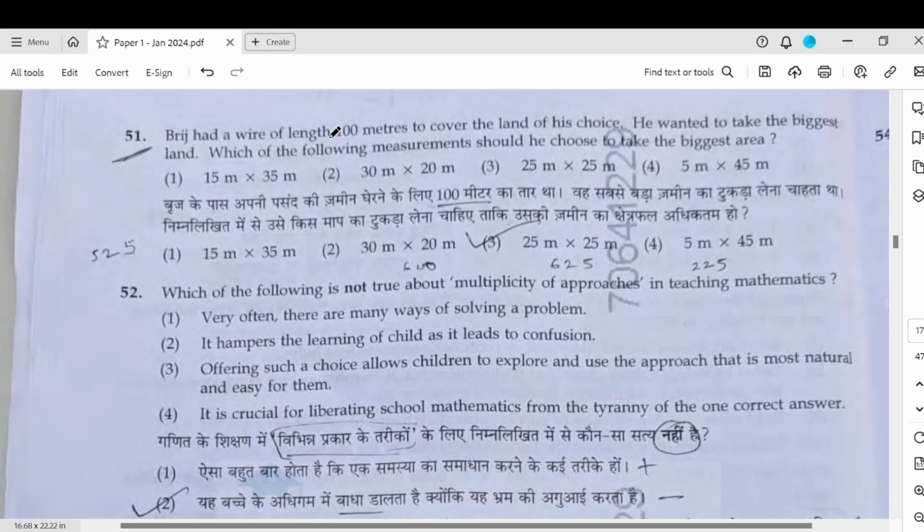Question 51, Bridge had a wire of 100 meters. He wants to make the biggest land. So remember, if you have a constant perimeter, a circle has the biggest area, then a square has the biggest area, then a rectangle. So since this is a square, this will have the biggest area, since we are not looking at a circle.